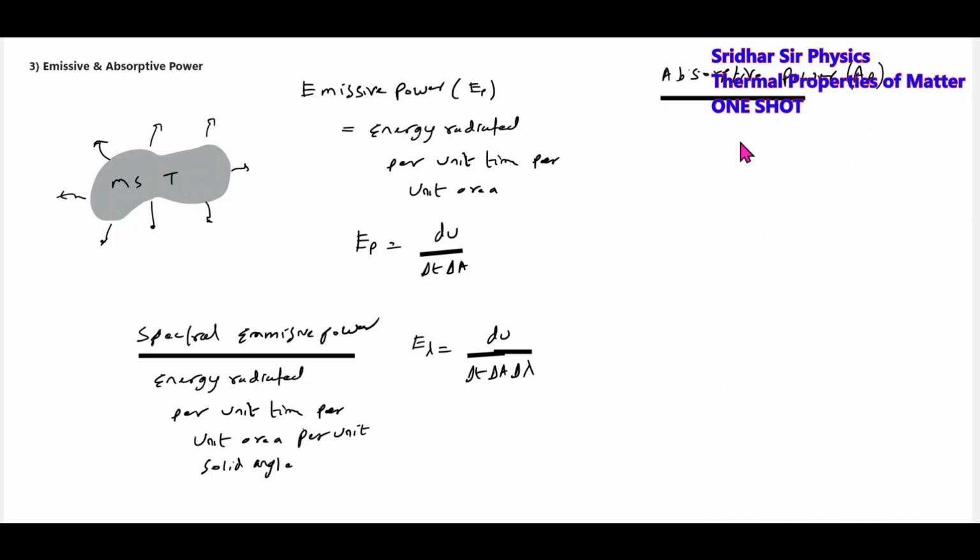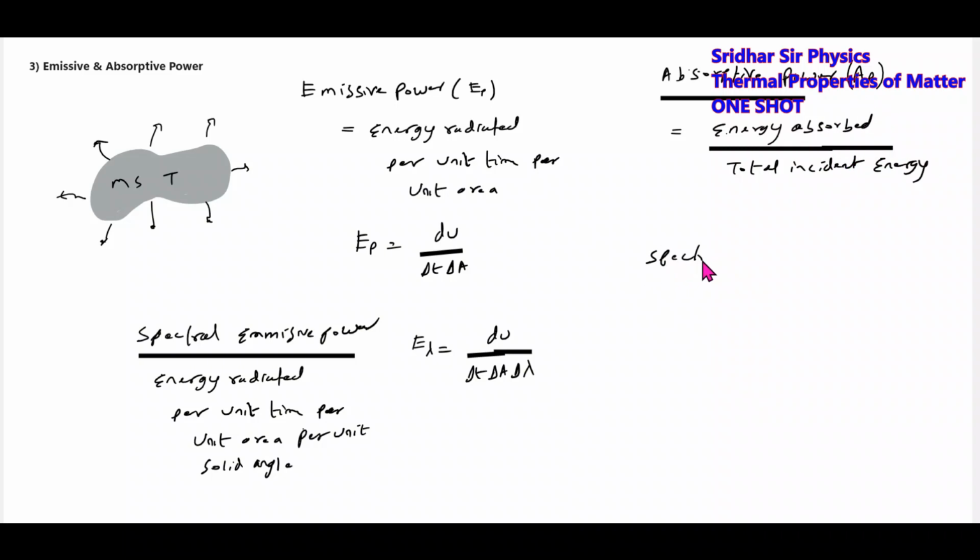Absorptive power is the ratio of the energy absorbed to the total incident energy. Since it is a ratio, it will not have any unit. Emissive power will have a unit, but absorptive power will not have a unit. What is the spectral absorptive power at a given wavelength?